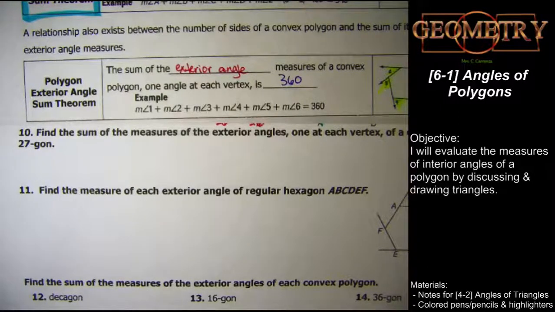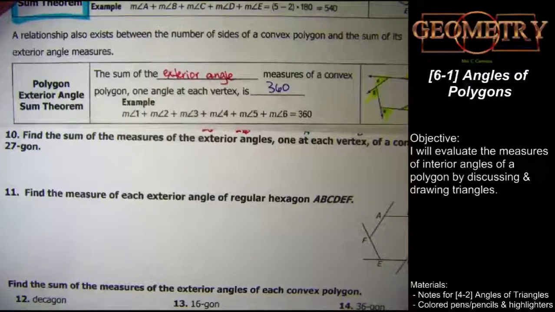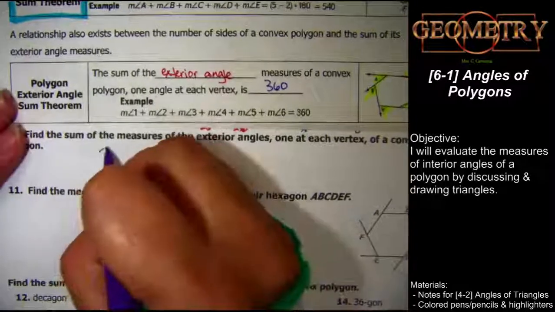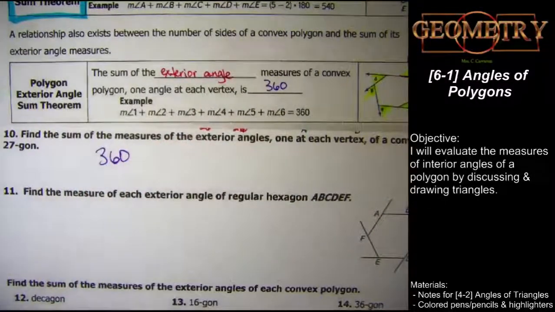What is it? Look at the theorem. 180. No, it's 360. That's it. Simple math. Super easy. Do you need to see another one like that? Easy math. Oh wait, so just no matter what it is. No matter what it is.